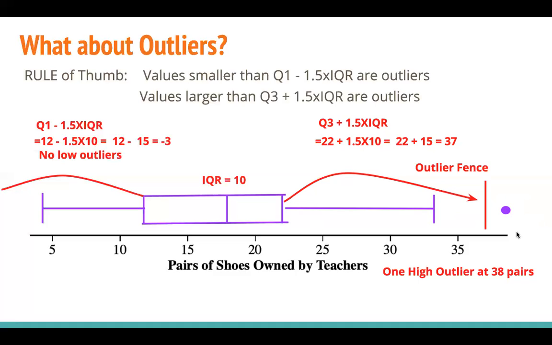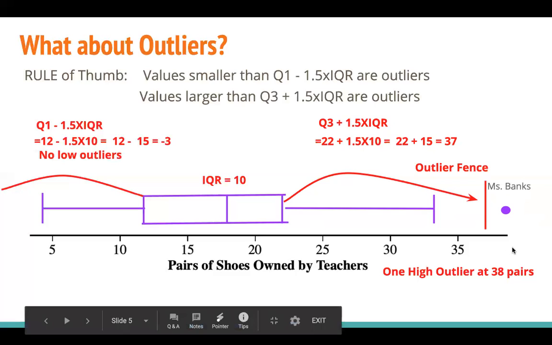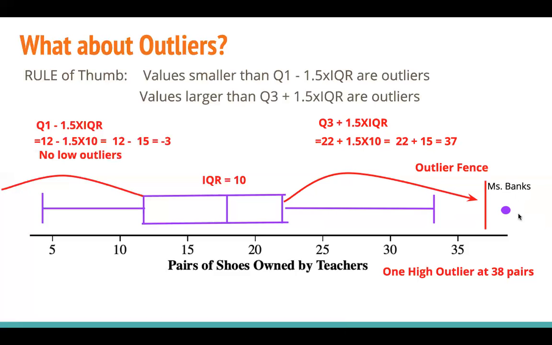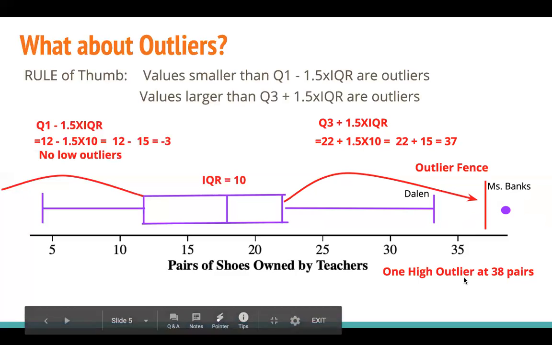And just so you guys know, these are teachers and I collected real data. Up here at 38 pairs of shoes, our outlier of the group, that's Miss Banks. And here, this next one right here, the runner-up, that's Dolan right here, and I show those. And so it gives some nice information about outliers and skew.